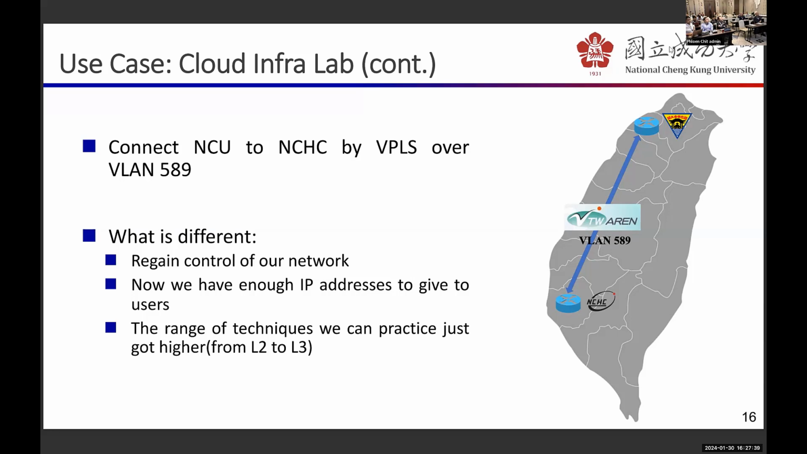We regained control of our network. We can decide our own routes, and now we have enough IP addresses to give to users. The range of techniques we can practice also got wider, because in our school only the school computer center has the router and the gateway to separate IPs, and the whole school is under one big LAN. In the beginning we could only do layer 2, but after we got layer 3, we can practice more.